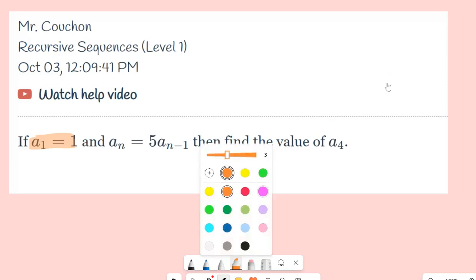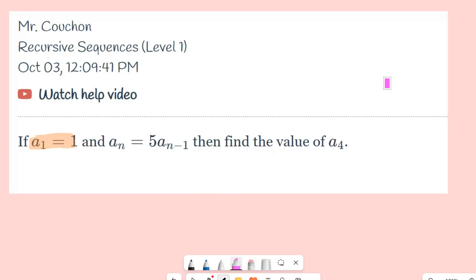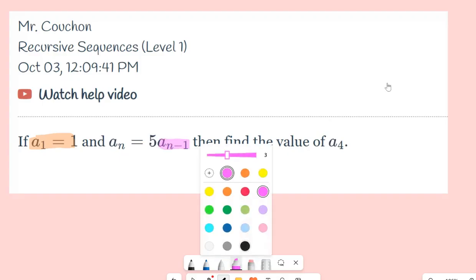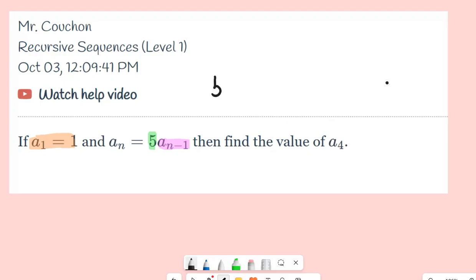I want to pay attention here. A sub 1 is huge because that gives us the first term. But equally important is this part right here. You can see we've got 5 times a sub n minus 1. Now that looks a little confusing, but all that's saying is 5 times the previous term. That's all that's saying.